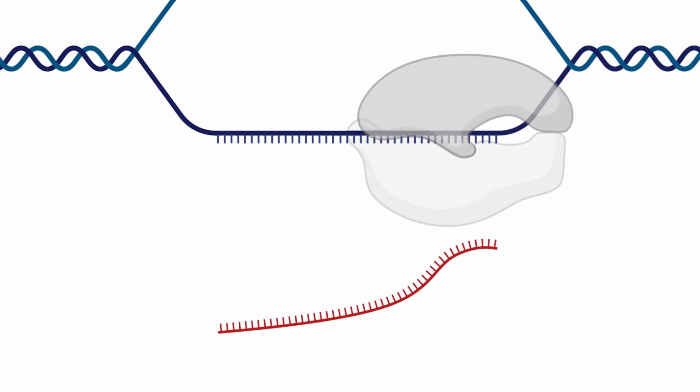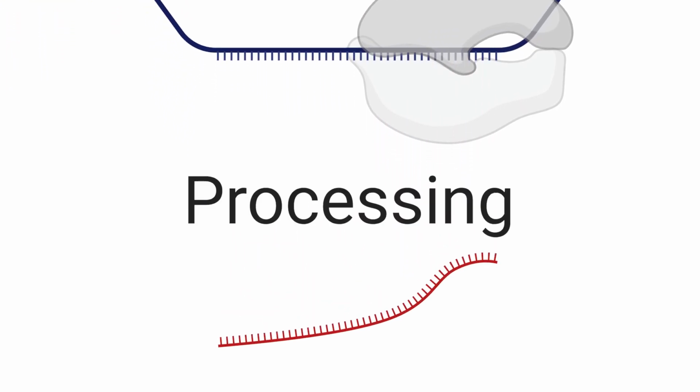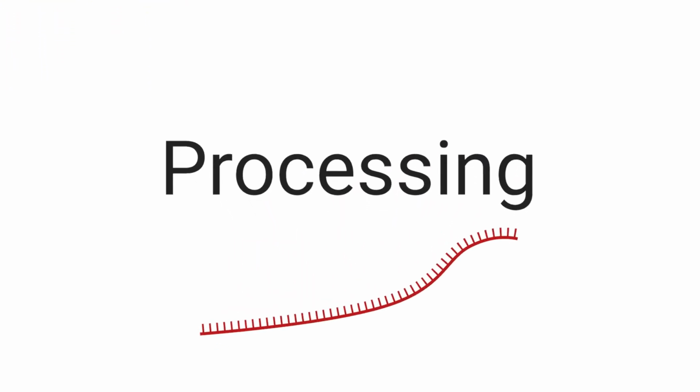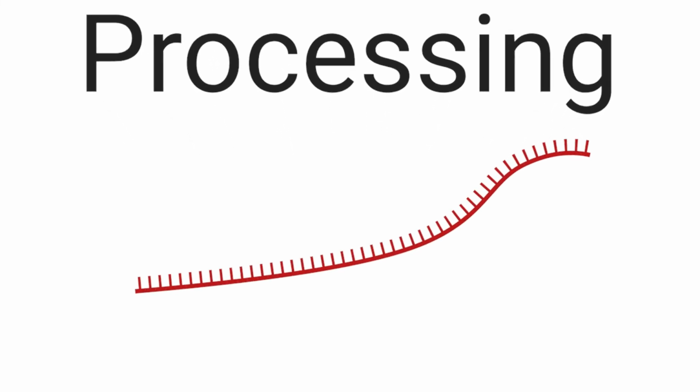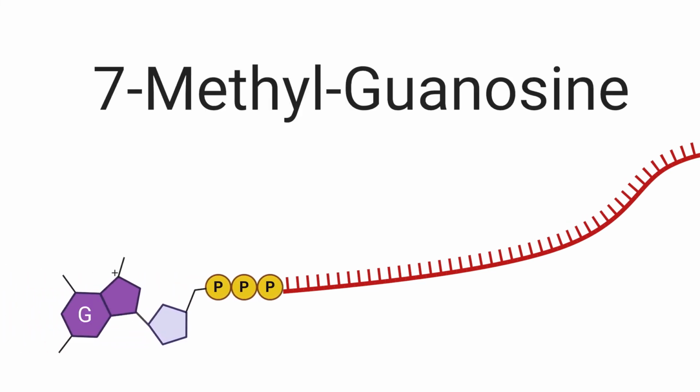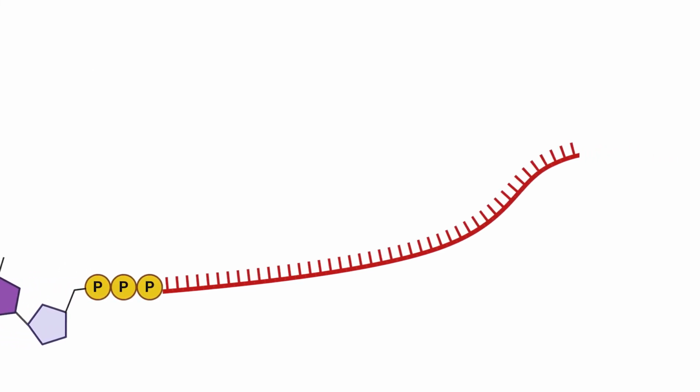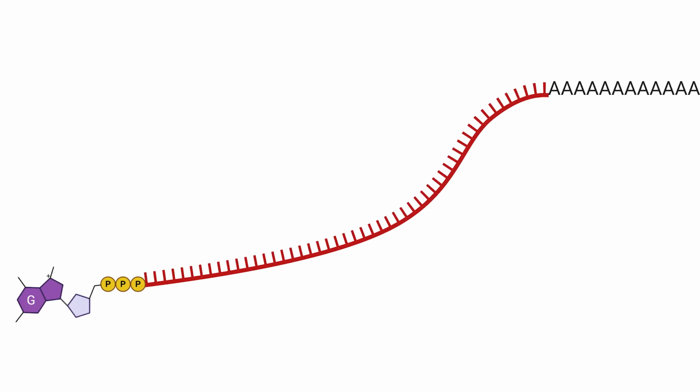To avoid this, eukaryotic messenger RNAs are sent through processing. This processing includes the addition of a 5' cap and a poly-A tail. The 5' cap is methylguanosine, and the poly-A tail consists of a long stretch of adenines that are added by the poly-A polymerase. These modifications protect the messenger RNA ends from degradation and allow them to travel to their destinations around the cell.